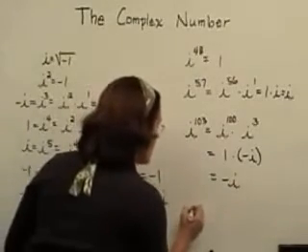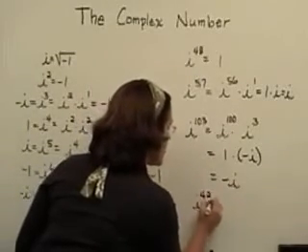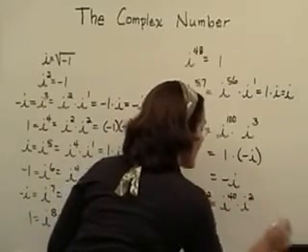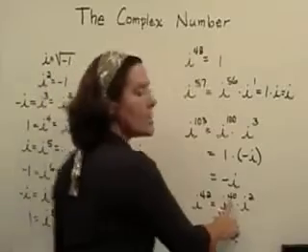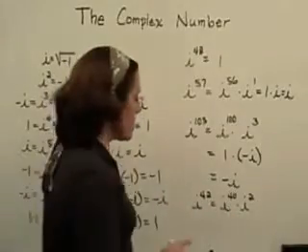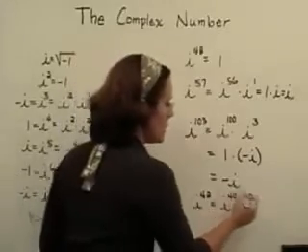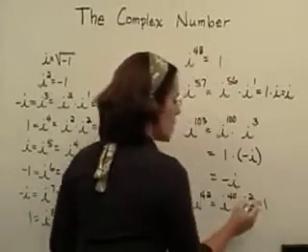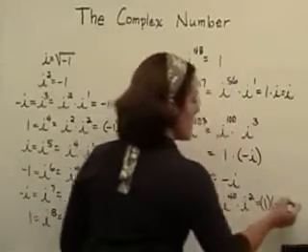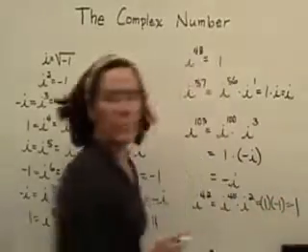Again, we can continue. One more example. I to the 42nd power, I'm going to write as I to the 40th times I to the 2nd. This is the even number that's below 42 that is divisible by 4. This is equal to 1. I squared is equal to a negative 1. This expression right here is equal to a negative 1.